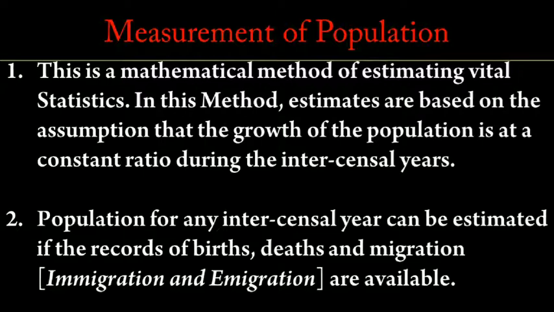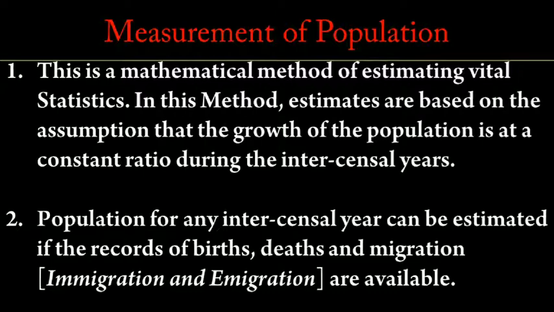So, what do you mean by immigration and emigration? For example, if a citizen of India wants to get the citizenship of any of the foreign countries, then that concept is called immigration. And if a foreigner wants to get the citizenship of India, then that is called emigration. So, measurement of population includes the data regarding births, deaths, immigration, and emigration.